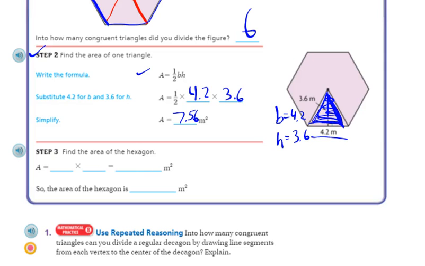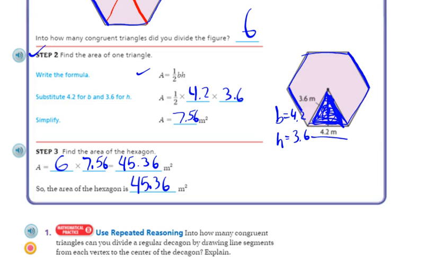But remember how many we had? 1, 2, 3, 4, 5, and 6. I have 6 triangles. So that means to find the area of the hexagon, you are going to multiply 6, because that's how many triangles I have, by the area of 1 to get a total area of 45.36 meters squared. So the area of the hexagon is 45.36 meters squared.